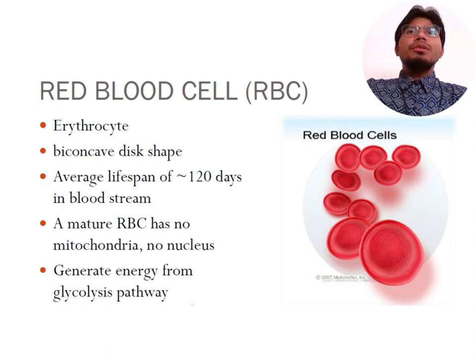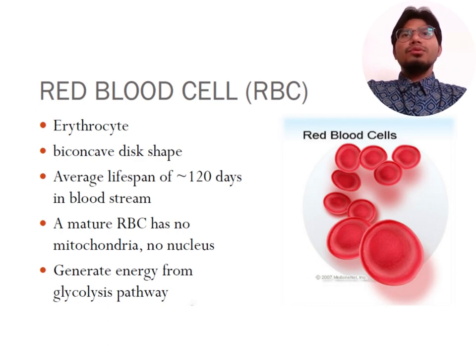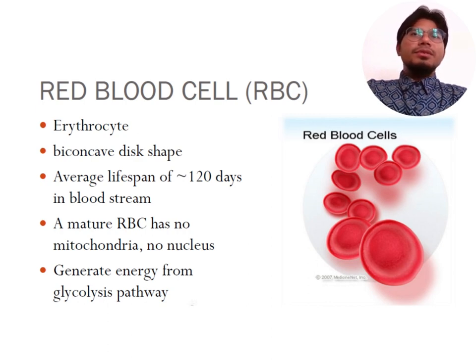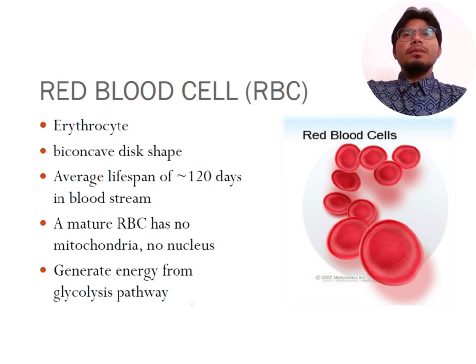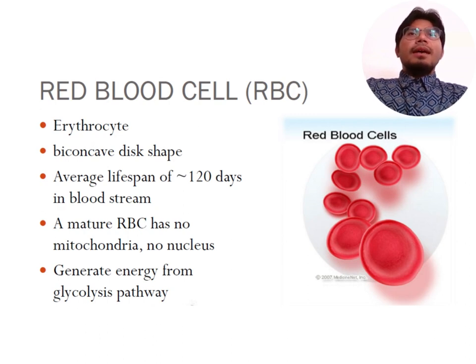A mature RBC has no mitochondria and also no nucleus. That's the reason why it has a limited lifespan of 4 months. A mature one cannot maintain or sustain its life. An immature red blood cell generates energy from the glycolysis pathway.